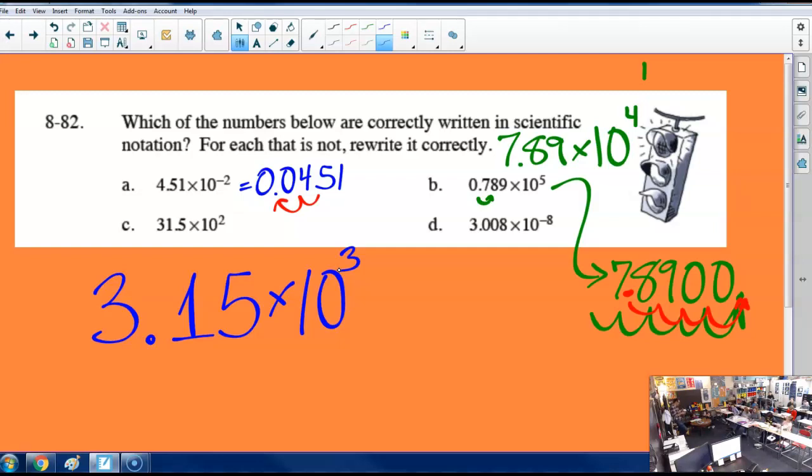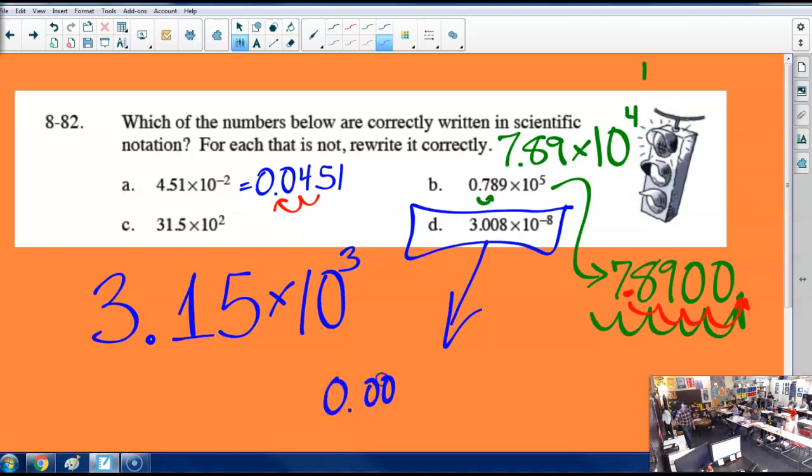D, what do we need to do to that, Josh? Move the decimal point 8 times to the left, to get back to standard form. Yeah, because I said if it's right, put it back into standard form. Here's another trick. Josh just said move the decimal 8 times left. How many zeros am I going to have? Seven. Well, 8 if you count this zero, but I don't. We have 7 zeros.